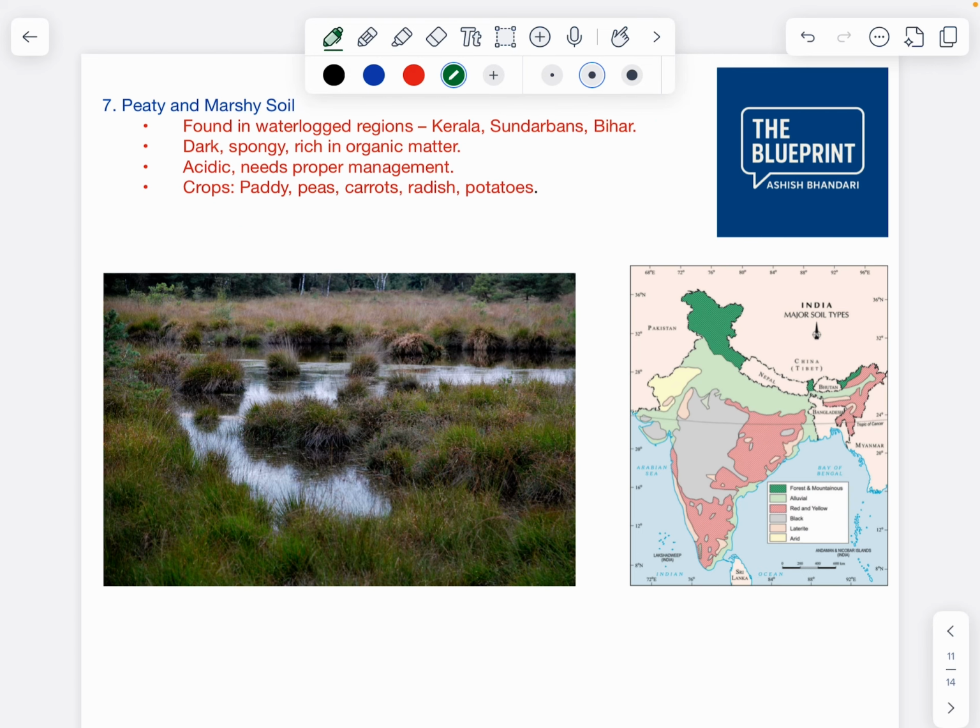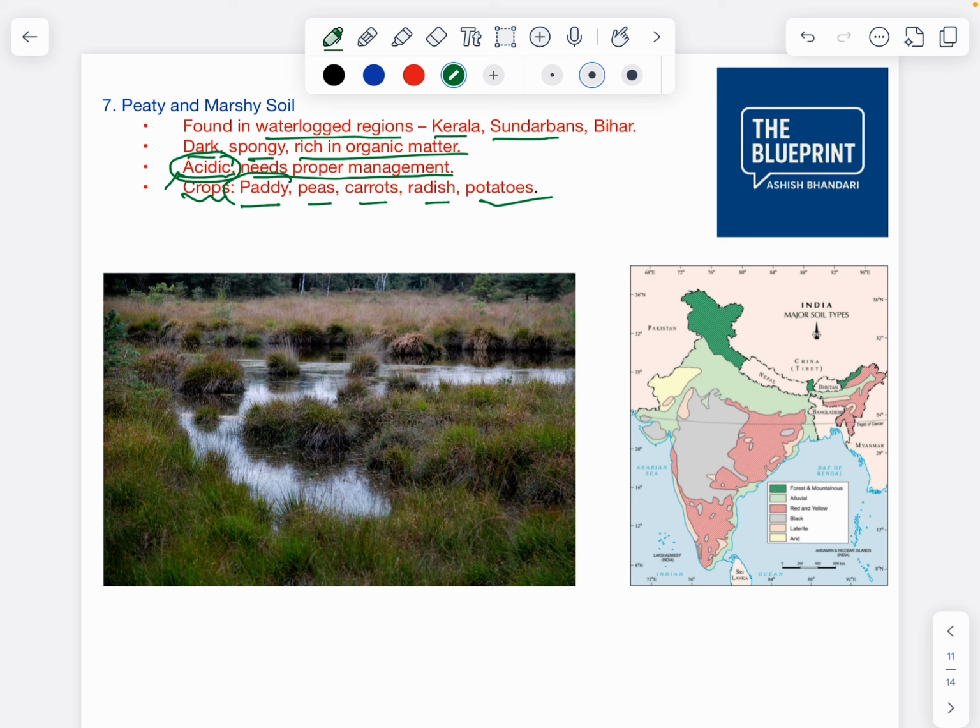Next, we move into the peaty and the marshy soil. Let's get wet, really wet. These are found in the waterlogged regions of Kerala, Sundarbans, and some parts of Bihar where there are wetlands, right? It is dark, spongy, and rich in organic matter, but acidic. As I have already said, when more land is submerged under water, the soil becomes acidic and it needs proper management. And the crops grown here are paddy, peas, carrots, radish, and potatoes.